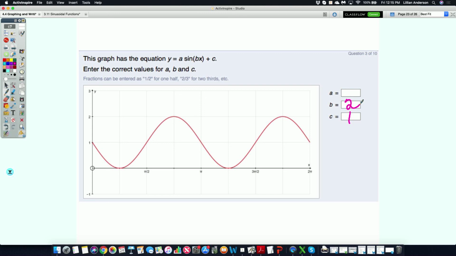And your A? -1. And why is it negative? Because it's reflected over the x-axis. It was reflected over the x-axis and then shifted up. Remember, sine normally goes up, then down. So if it starts to go down first, that means it was reflected over your x-axis.